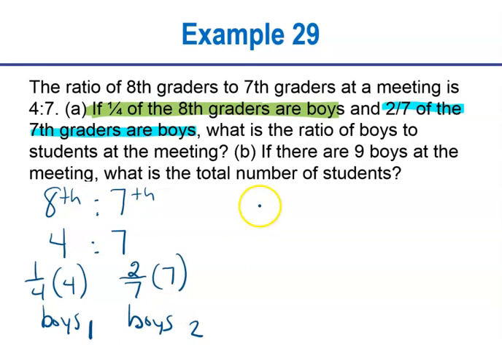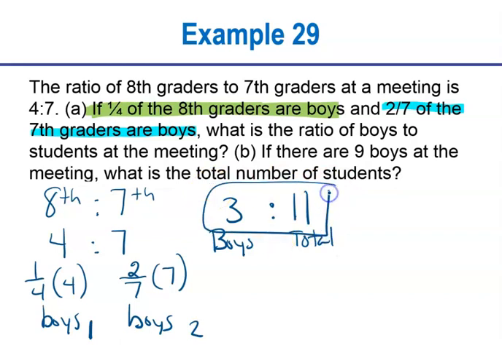Now, total boys, that would give us 3 boys. To 2, what's the total number of people? Well, 4 plus 7 would be 11 people. So, again, boys to total would be the ratio 3 to 11.